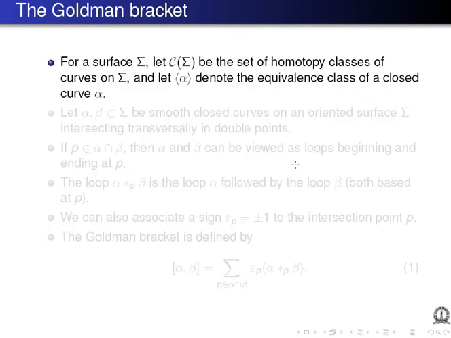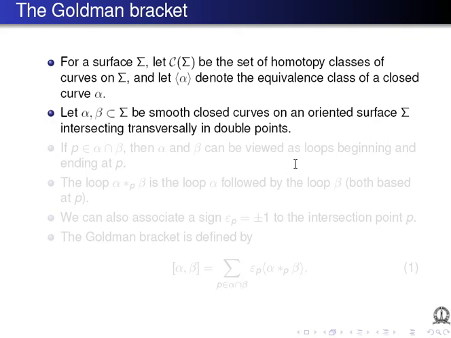Here's a little more of a formal description. For a surface sigma, let C of sigma be the set of homotopy classes of curves on sigma, and the bracket ⟨alpha⟩ denotes the equivalence class of the closed curve alpha. So suppose we take two closed curves, alpha and beta, smooth closed curves, which intersect nicely, transversally in double points.